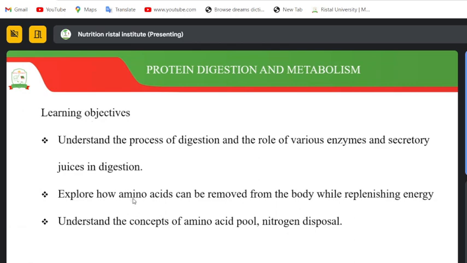We are going to explore at length how amino acids can be removed from the body while replenishing energy. That's what you call the alanine cycle. How are amino acids removed from your body and then used for energy? Because first, your body does not really have the ability to store amino acids. It has no amino acid store. It has just an amino acid pool. We'll get to understand the difference.